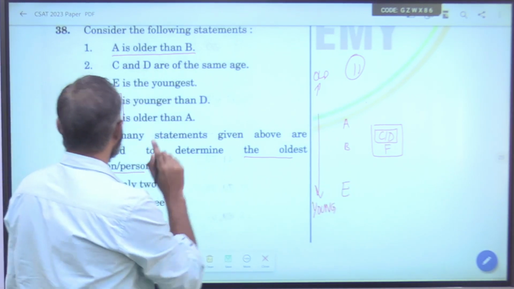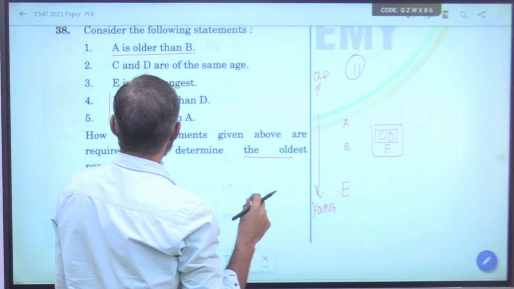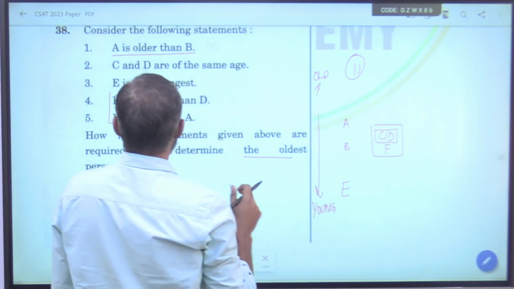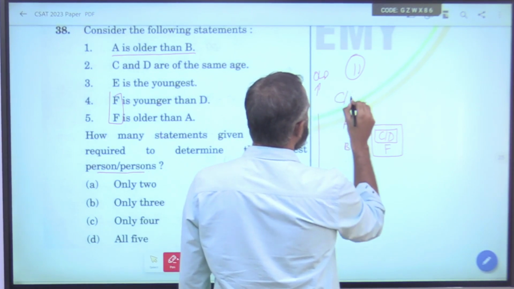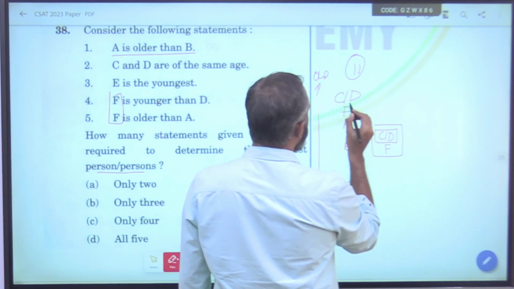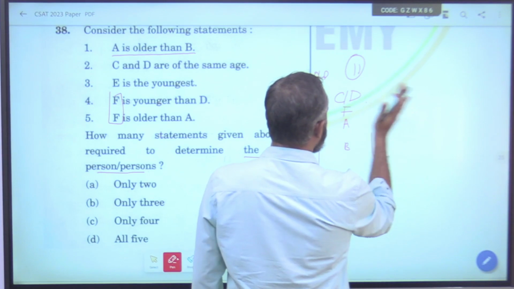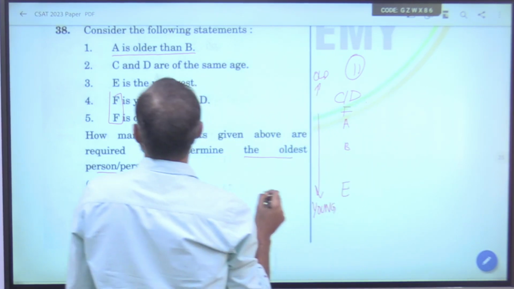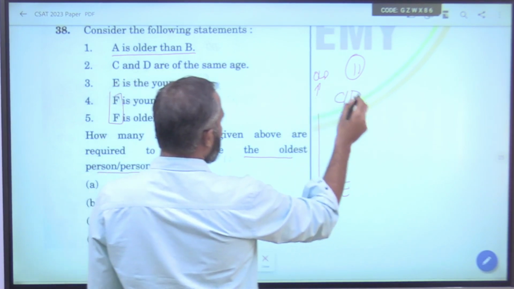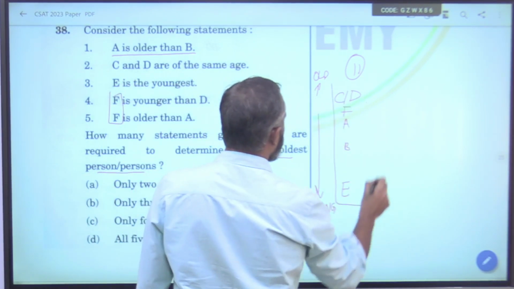Now what has he said? He has said that F is older than A. So the only place of F could be here. So all these things are on A, B, C, D, E, F. Okay, done.